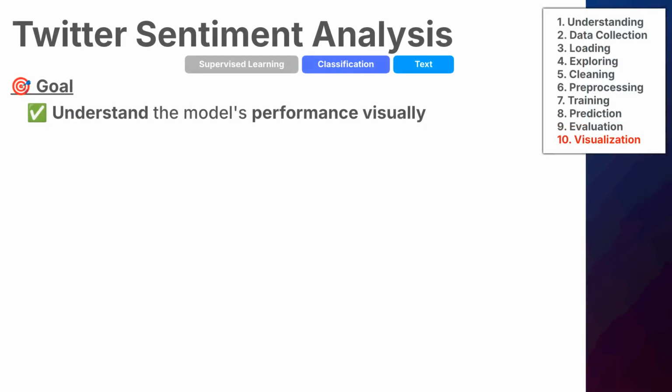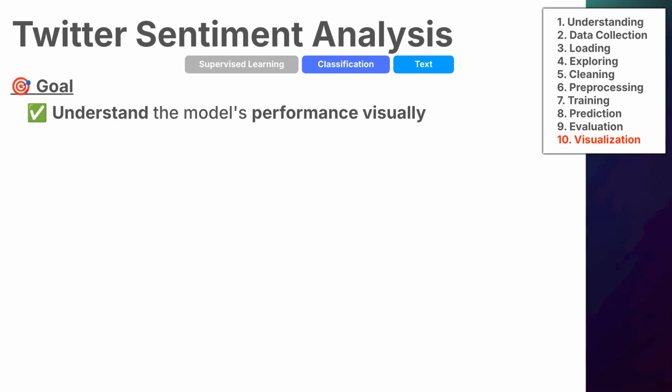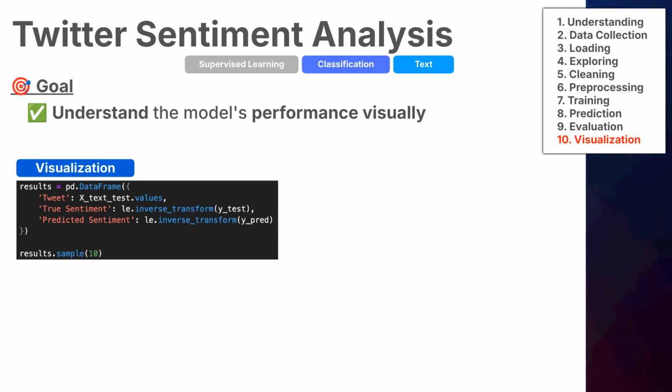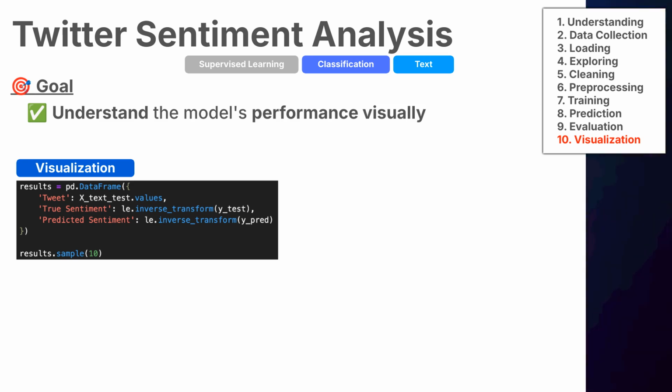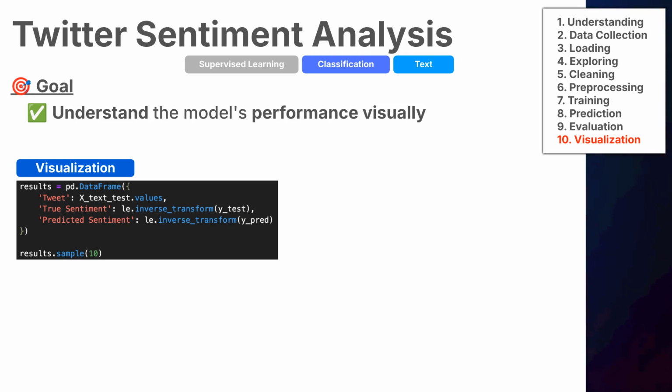10. Visualization. Let's go over the sample comparison between true sentiment and predicted sentiment. This code creates a new data frame named results that compares the actual sentiment labels to the predicted ones. X_text_test.values gives you the original tweet text from the test set. inverse_transform converts the encoded labels back to their original form, like from 0 to negative. The same goes for y_pred. It decodes predicted labels. The results.sample displays a random sample of 10 rows to visually inspect model performance.